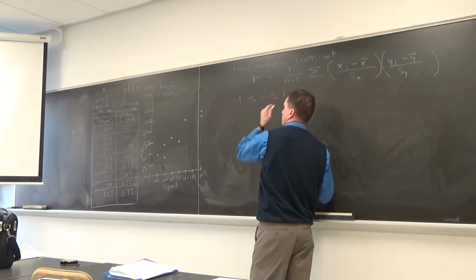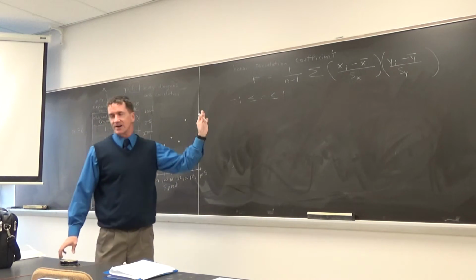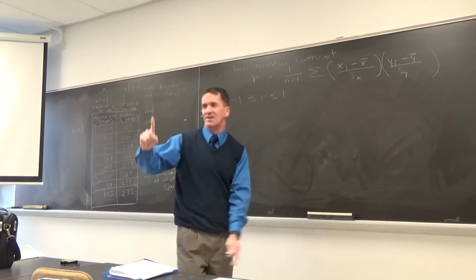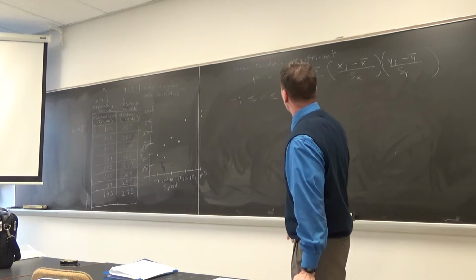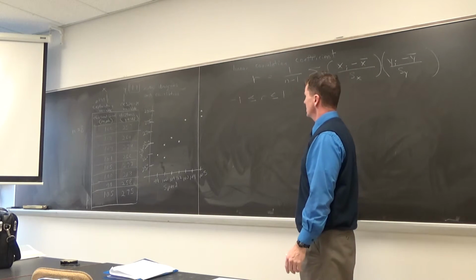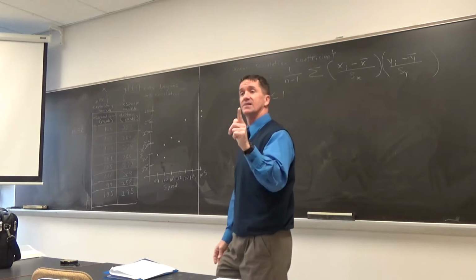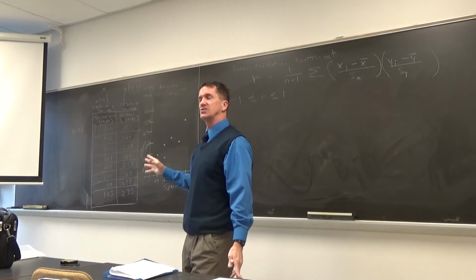So I'm going to write that on the board, if you understand the notation for algebra. R, the highest R can be is what? 1. What's the lowest R can be? -1. And what does this R mean? It's called the linear correlation coefficient. What does it tell us? It's going to tell us the strength of the linear relation in a scatter plot.